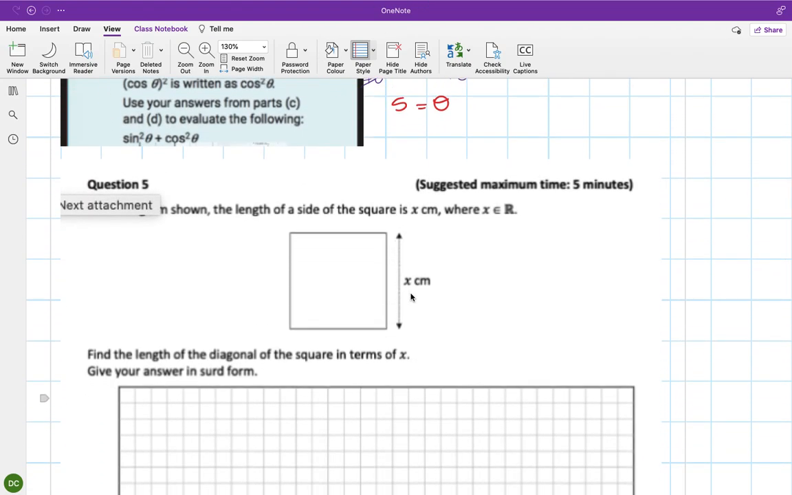Right, so I'm on this question. The length of a side of the square, as the diagram shows, is x centimeters, where x is an element of the real numbers. Find the length of the diagonal of the square in terms of x.